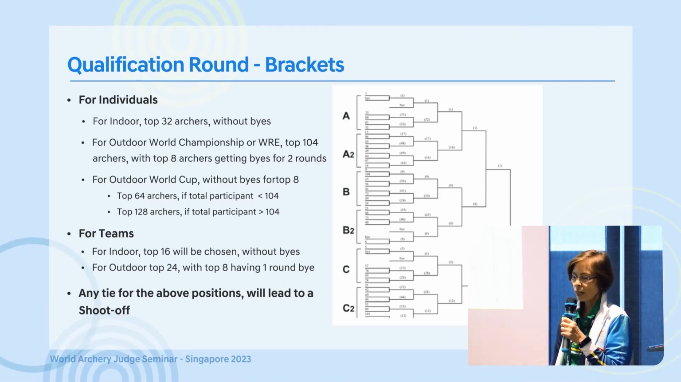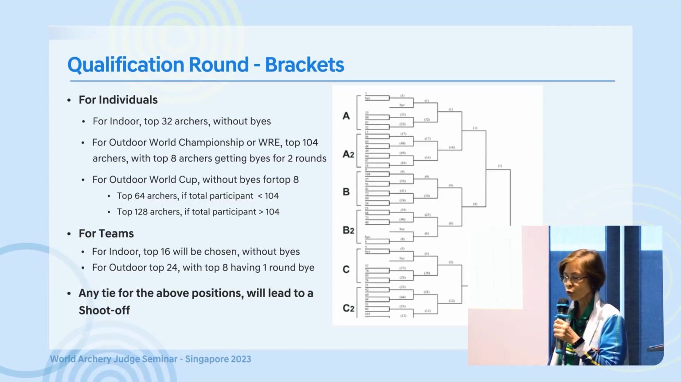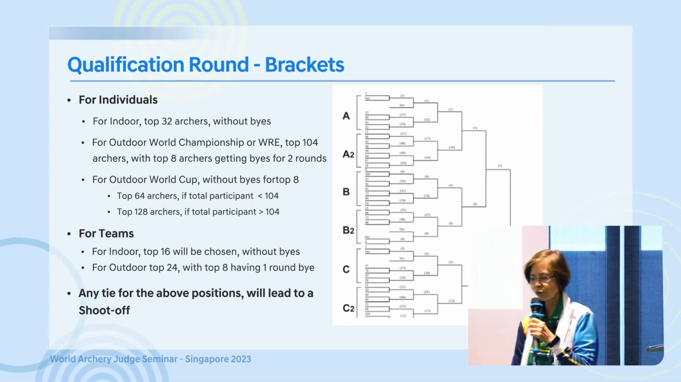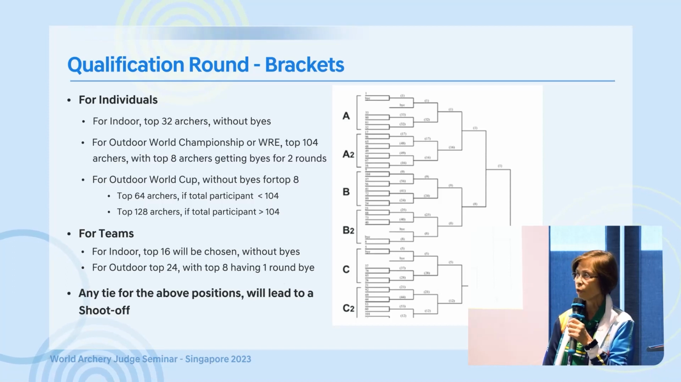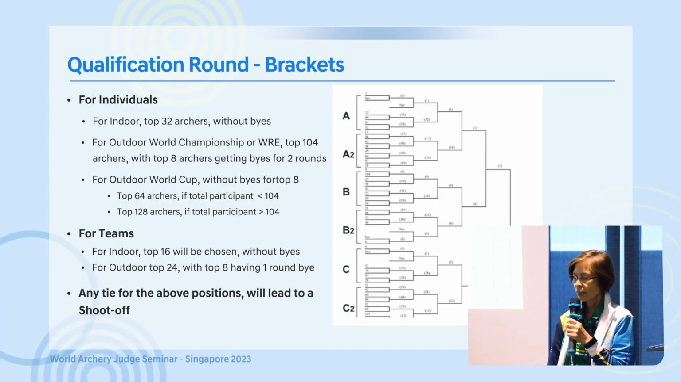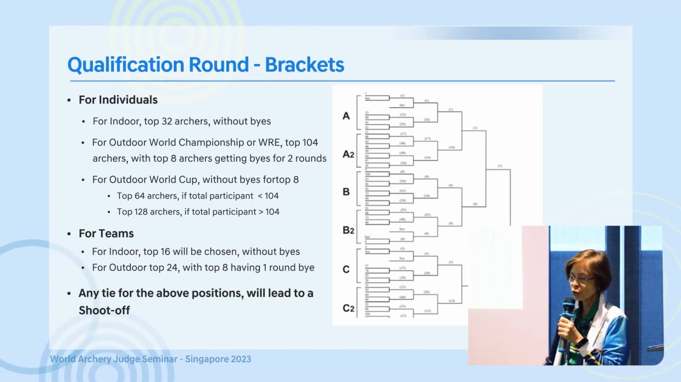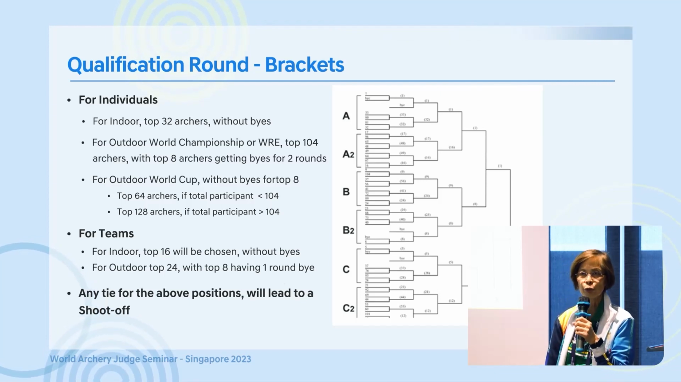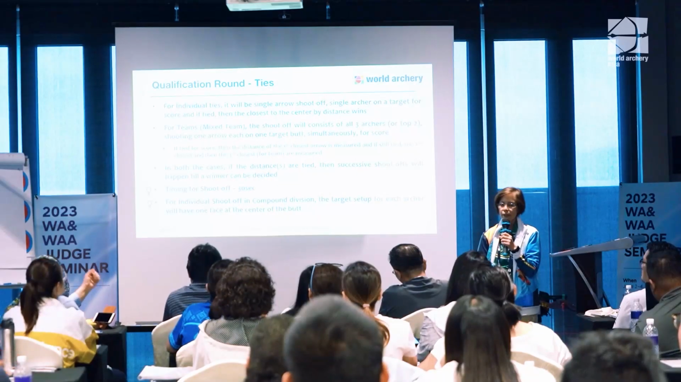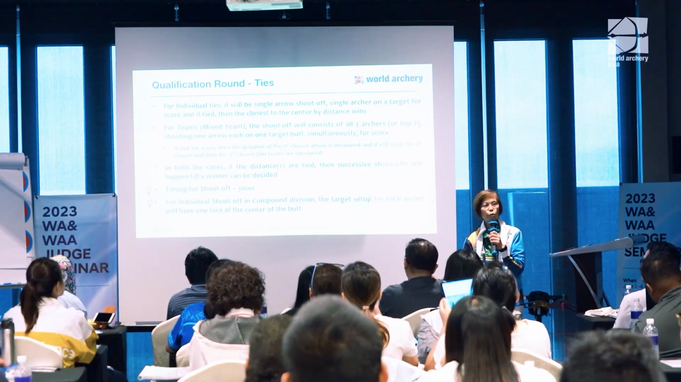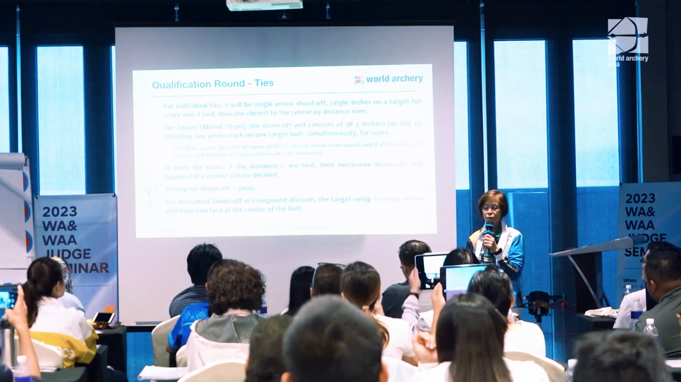Okay? And for indoor, the top 16 will be chosen without byes. For outdoor, top 24 with top 8 having 1 round bye. Any tie for the above positions will lead to a shoot-off. Now, what do you do when there is already a shoot-off?